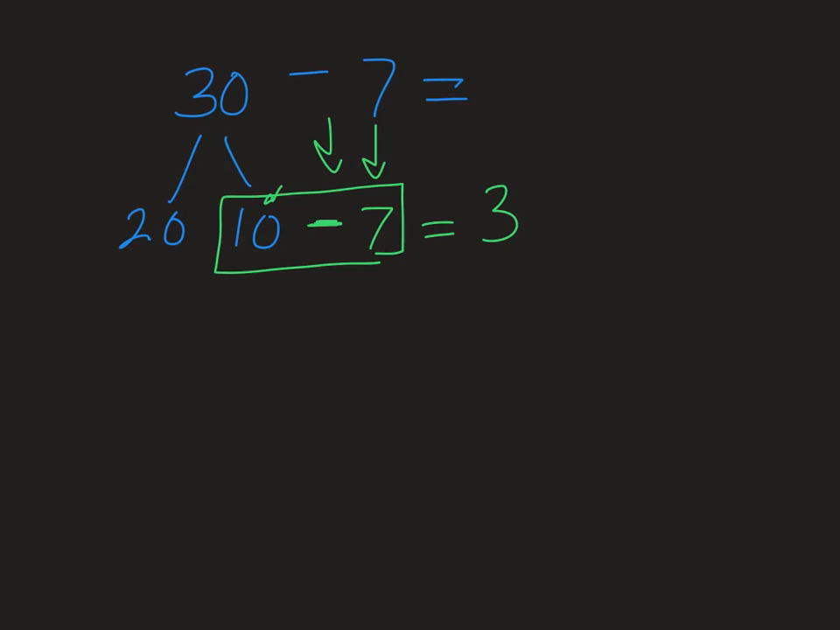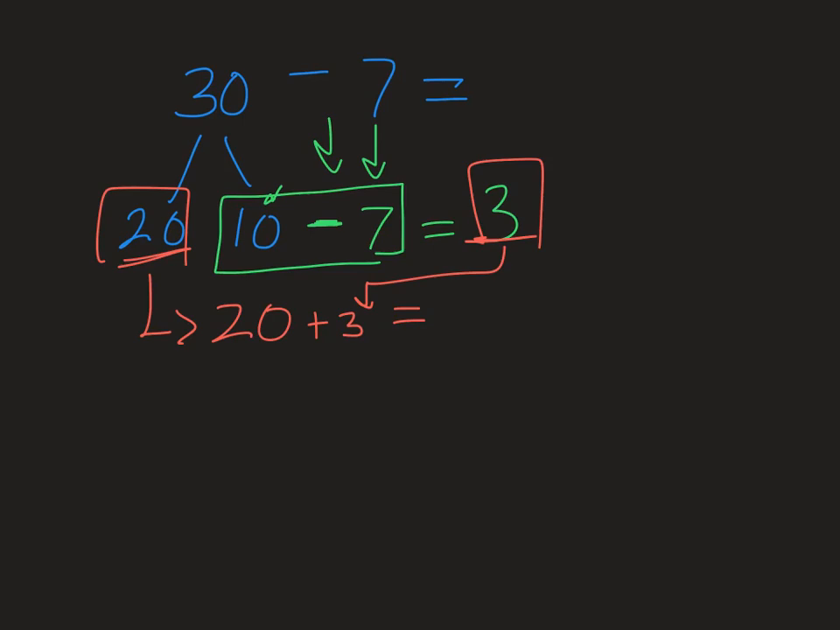So now that we've done our subtraction, we need to make sure we've used up all of our numbers. So we need to make sure we use that 20 from earlier, and we need to make sure we use this 3 as well. We can't leave any numbers missing. So then we have our addition question. We add everything that's left. 20 plus 3 equals 23. And that gives us our answer.